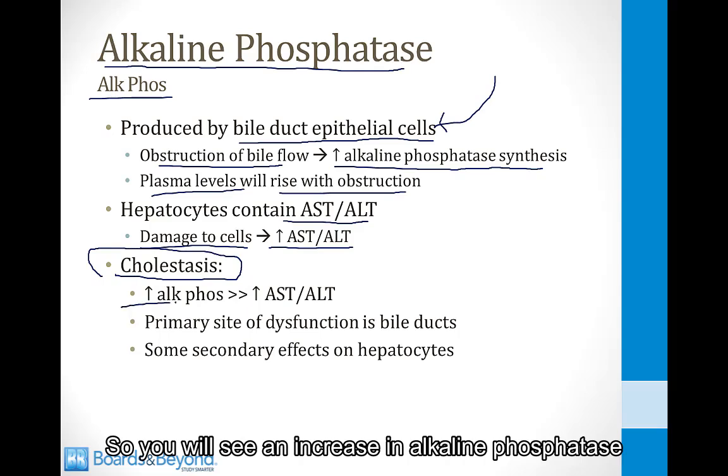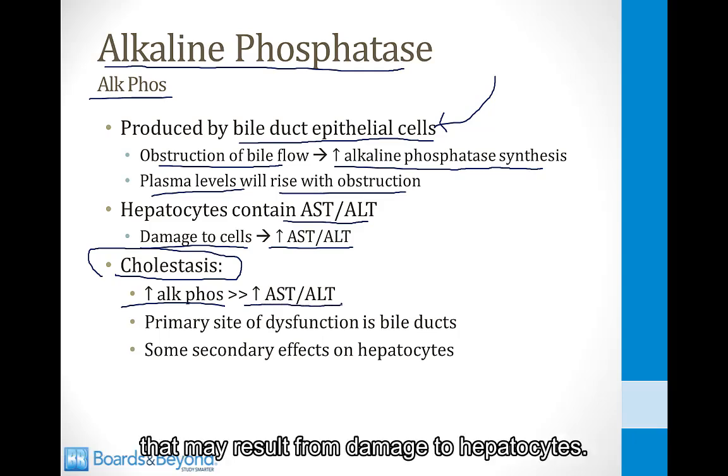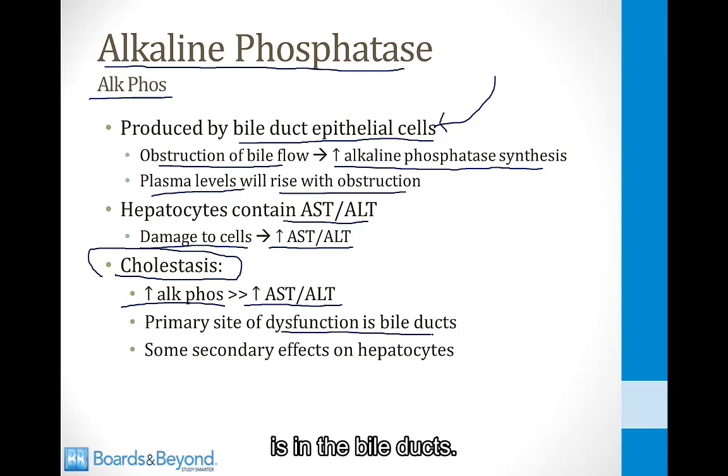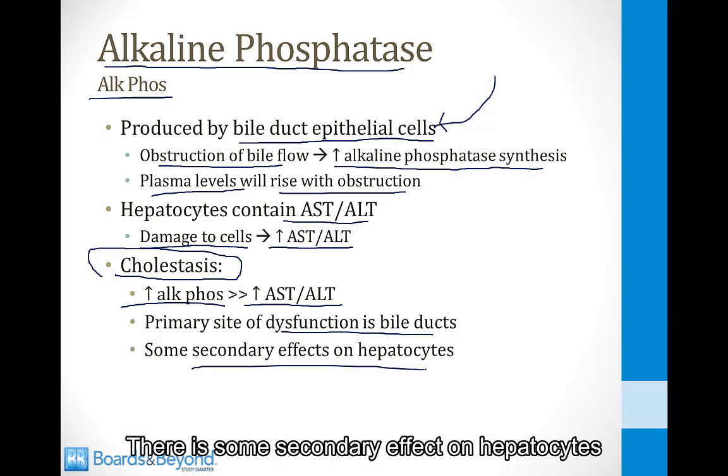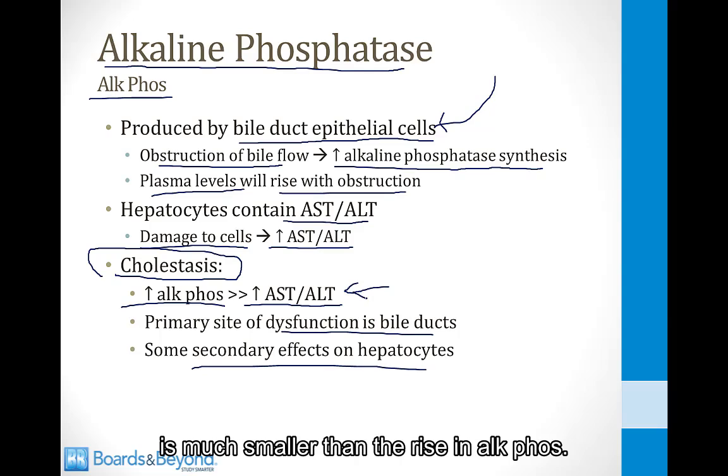So you will see an increase in alkaline phosphatase that is much, much greater than the increase in AST and ALT that may result from damage to hepatocytes. This is because the primary site of dysfunction is in the bile ducts. There is some secondary effect on hepatocytes, but it's not as great. Therefore, the rise in AST and ALT is much smaller than the rise in ALK-Phos.